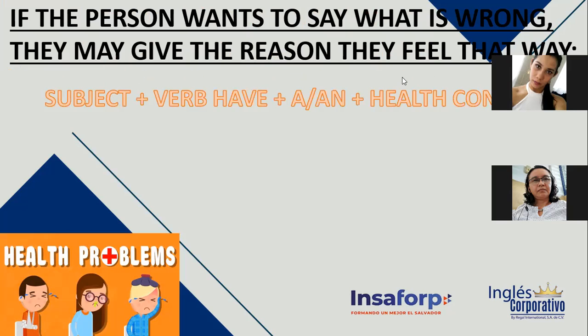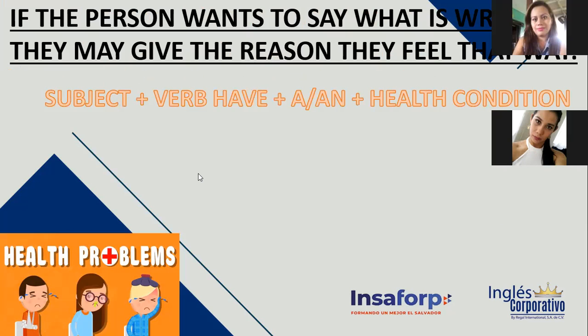We have a subject: I, you, we, they, he, she, it, all right? We have the verb have. In this case, in order for you to give an answer, you will have to use the verb have and has. Okay, let me ask this. Claudia Rivas, when do we use the form of the verb has? With which personal pronouns do we use that form?